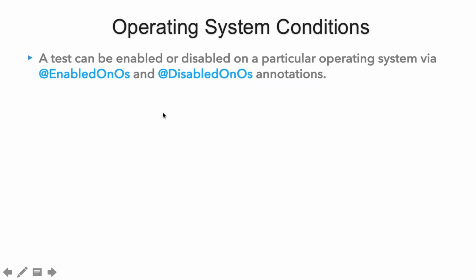So here a test can be enabled or disabled on a particular operating system via these two annotations, which are @EnabledOnOs and @DisabledOnOs. So friends, JUnit provides us a way to enable or disable a test on a particular operating system. It provides us two annotations, @EnabledOnOs and @DisabledOnOs.